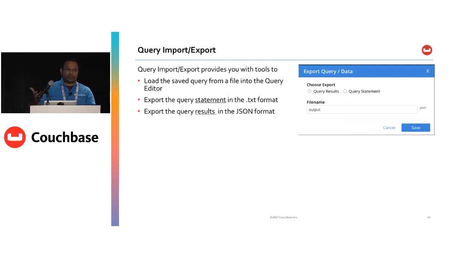So that is import and export. The idea is, if you want to save a query which is already executed to your file system, you can use the save query option so that you can save it in a text format. If you have already saved the query and you want to load it, you can load that query from your file system. That's only for the query, but you can also save the results in JSON format. So if you execute a query and you want to save the results to a file, you can save it in JSON format, right? That again is a new feature in 5.0.